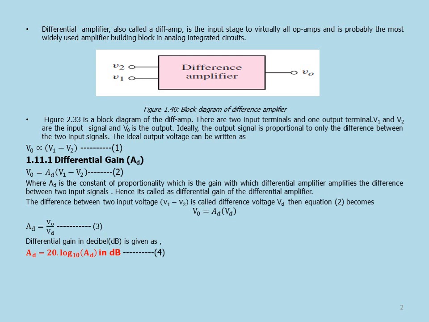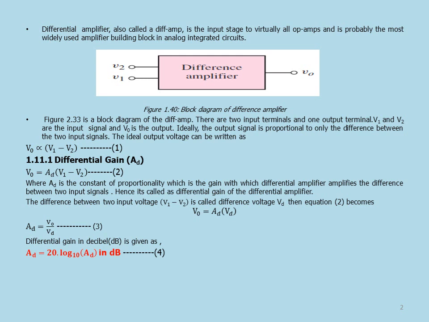A difference amplifier has two inputs, as shown in figure 1.40. It has two inputs, V1 and V2, and the output is V0. If we see the output equation from equation 1, V0 is directly proportional to the difference of the two voltages, V1 minus V2. The proportionality can be removed with the differential gain.